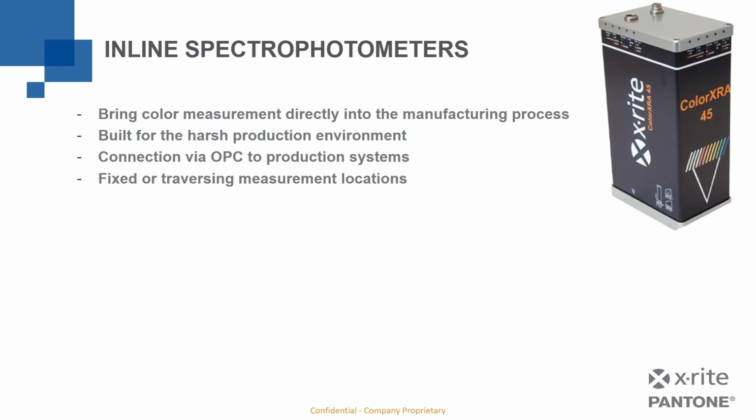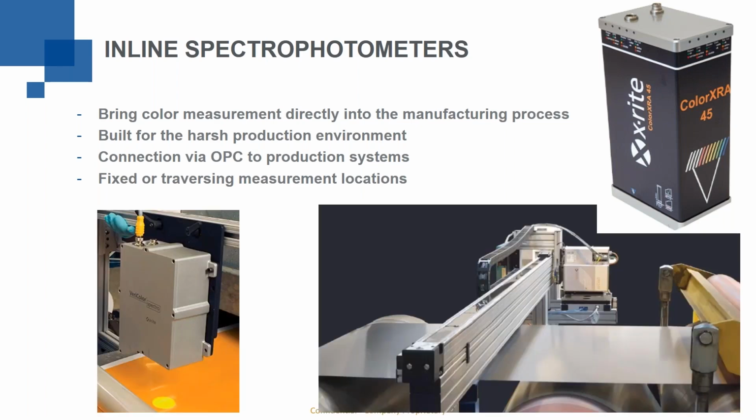They can be fixed or traversing, and I'll show you a couple of pictures here. The one on the bottom left is an instrument that's in a fixed position. The device is going to stay right where it is. The material, that orange material underneath that looks very yellow where the light of the device is shining, is moving underneath the device, and the device is measuring in a single spot.